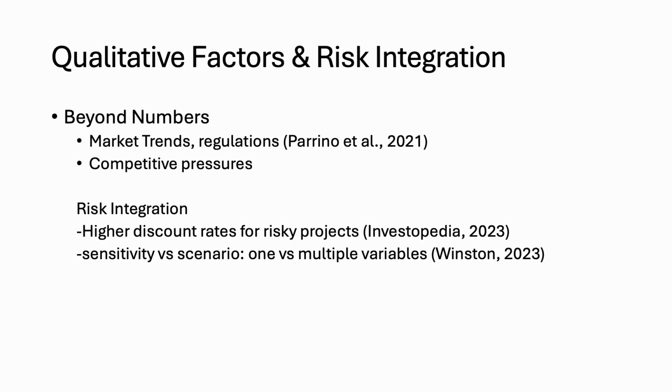Numbers alone don't tell the full story. Qualitative factors like market downturns, new regulations, or aggressive competition can disrupt projections. To adjust for uncertainty, discount rates might be increased, say 12% for riskier ventures.